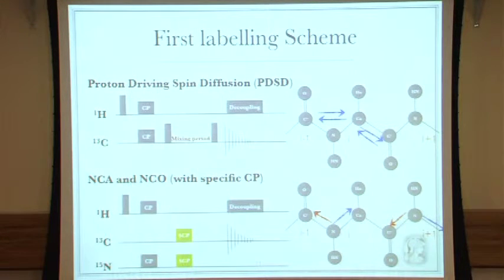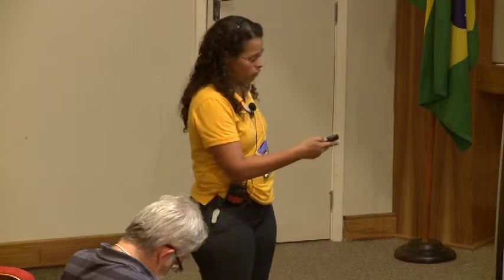And here I have an NCA and NCO experiment in which I also have a 90 degree pulse on proton. I can transfer the magnetization from proton to nitrogen. So I can have a first delay here, and I can transfer the magnetization by a specific cross polarization because of the efficiency, and from nitrogen to carbon, and I can measure the second delay here. So this is quite important because I can put my offset on carbon alpha or carbonyl, and I can know the neighbor that I have. So I can make the assignment.